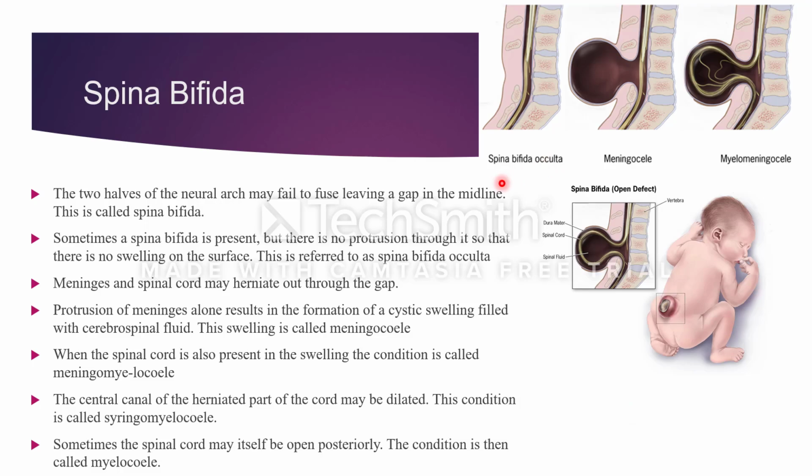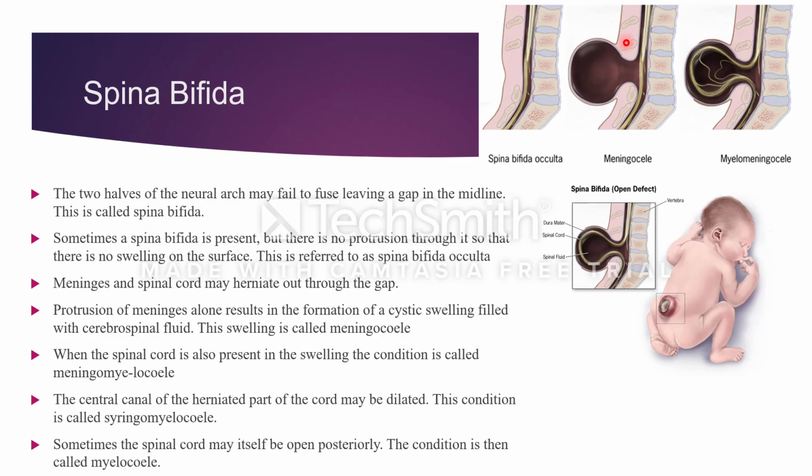Now, what is spina bifida? There are many types of spina bifida. Why does spina bifida occur? Bi means 2 and fida means branches, that is, the spine has been split into 2 branches. The 2 halves of the neural arches may fail to fuse together, leaving a gap. The neural arch is the vertebral arch present on the right and left sides. These 2 neural arches should fuse together in the first year of age. But if they fail to fuse, they leave a gap in the midline, and this is named spina bifida.